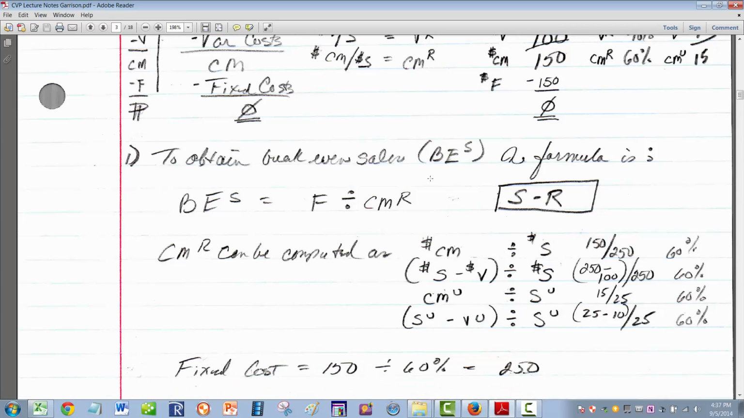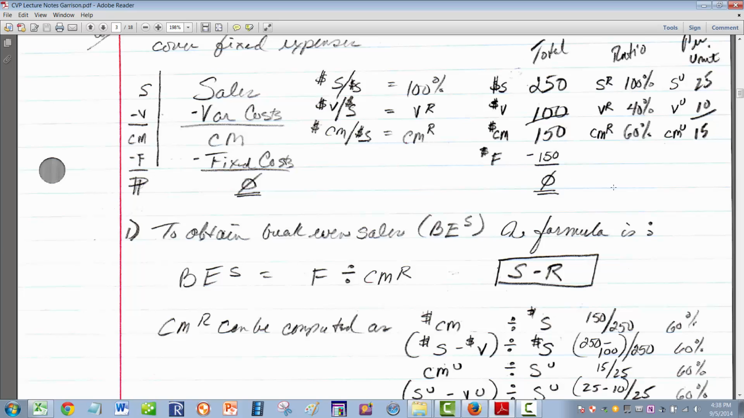There's some formulas we're going to be looking at. So to obtain break-even sales, and I'm going to abbreviate it as BE superscript S, the formula is fixed costs divided by the contribution margin ratio. Remember I said we want to set it up the same way each time, in total, by the ratios, or on a per unit basis. When we're looking for sales, we will always be looking at ratios. So the mnemonic to help you remember the formula is sales, ratios. So this will be the fixed cost divided by the contribution margin ratio.